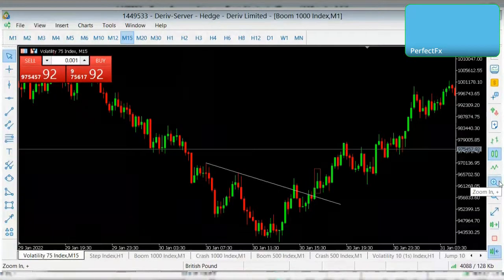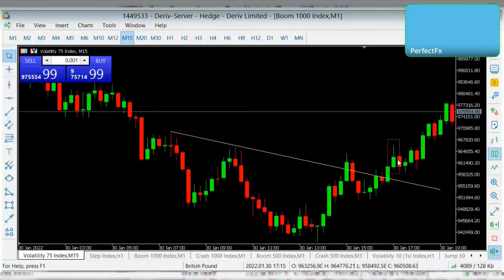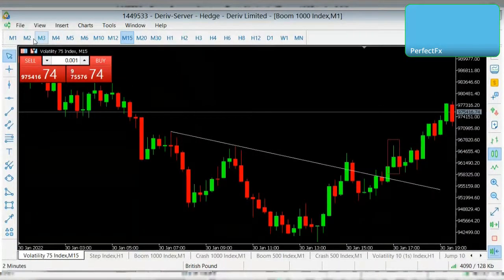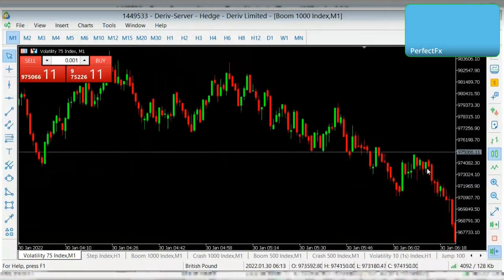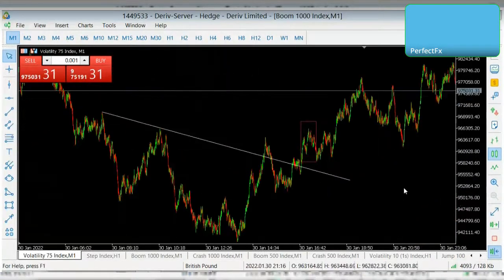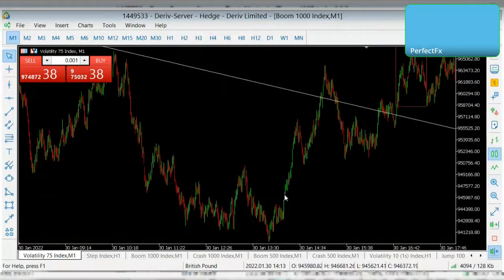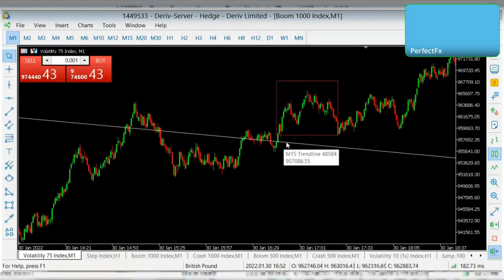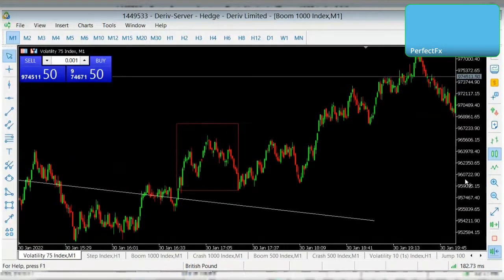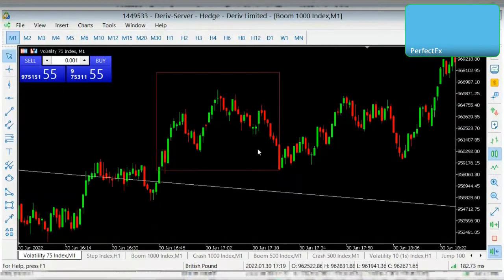Mark that candle out. Once you mark that candle out, then you wait for it to close. Once the candle has closed above the trend line, go down to the 1 minute time frame, guys. Let's quickly pick that out on the 1 minute time frame. Can you see? Let me zoom in for you to see.